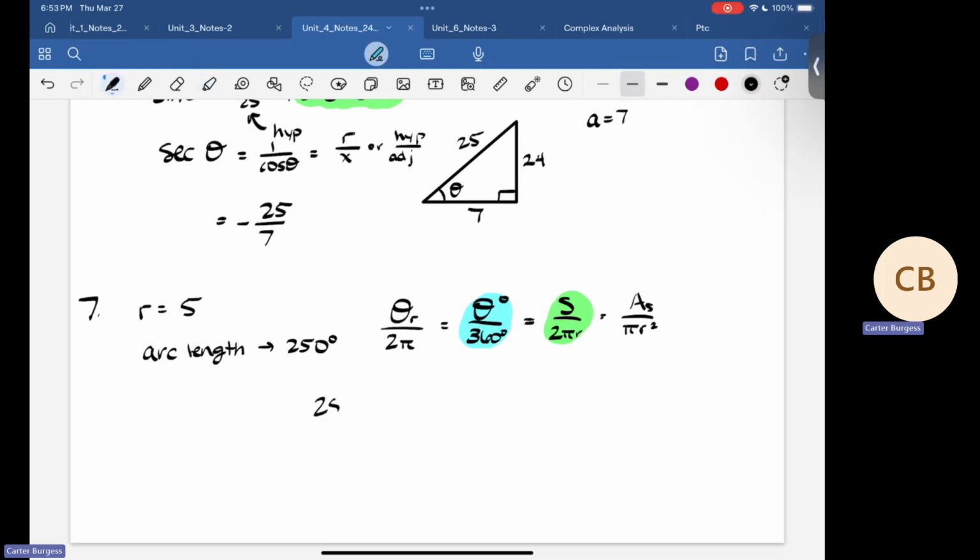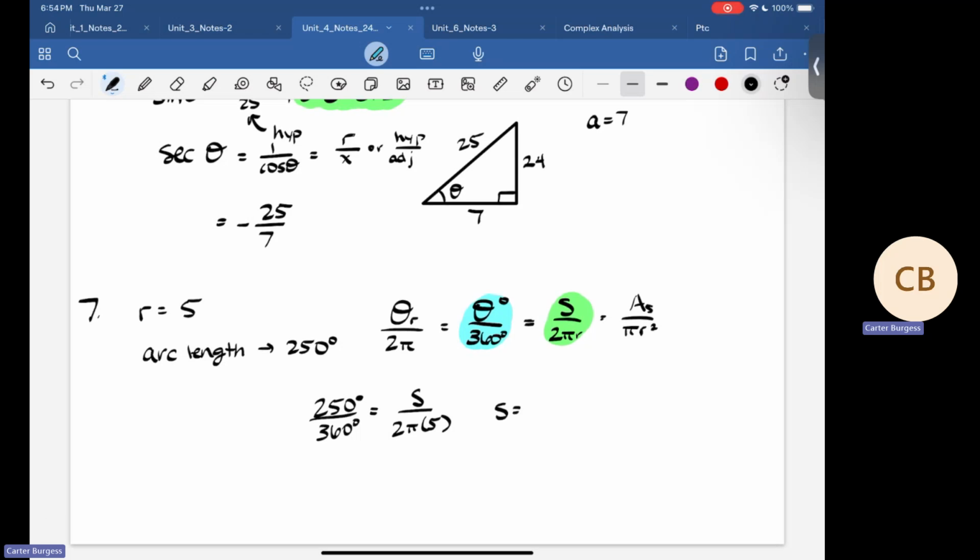So my 250 degrees out of 360 should be equal to the arc length divided by 2 pi r, where in this case r is 5. Solving for that arc length, multiplying by 2 pi r, I get an arc length of 125 pi over 18.